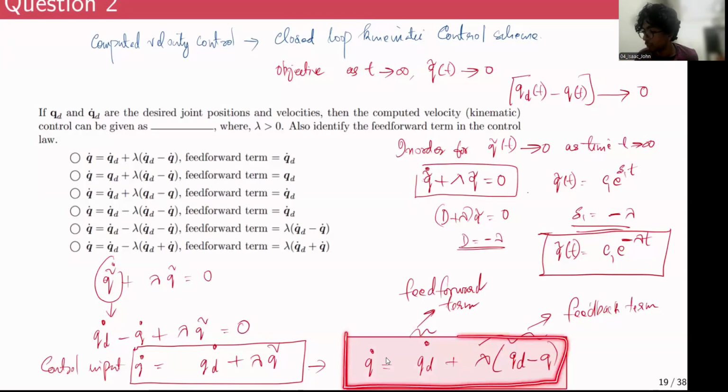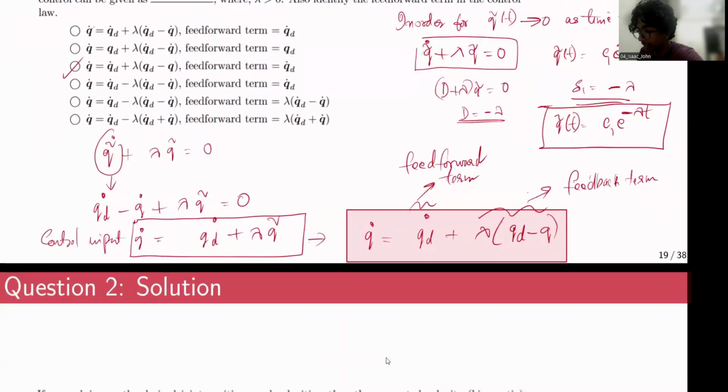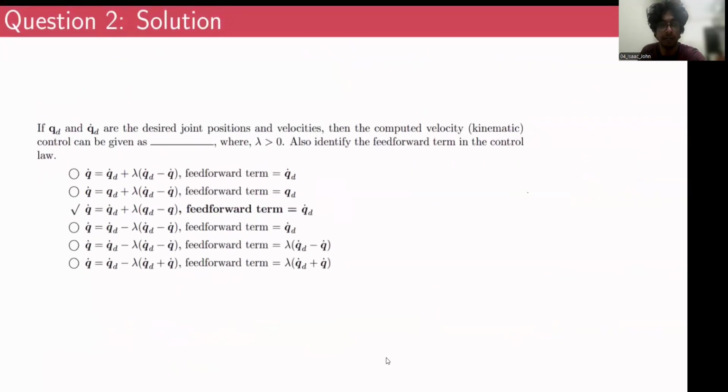So from this, what would be the answer? I think the answer should be option A. Sorry, I think it should be C, right? Q dot should be q desired dot plus lambda multiplied by q desired minus q. And the feed forward term is this one, q desired dot. So that will be the answer for question 2, option C. Let me know if there is any doubt. I can clarify if any doubts or concerns are there.